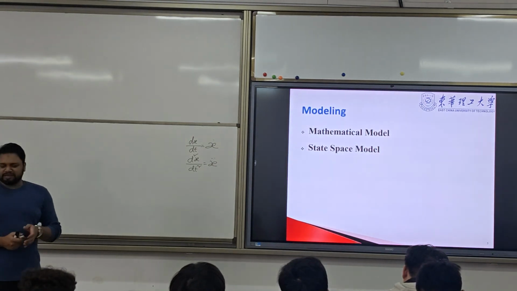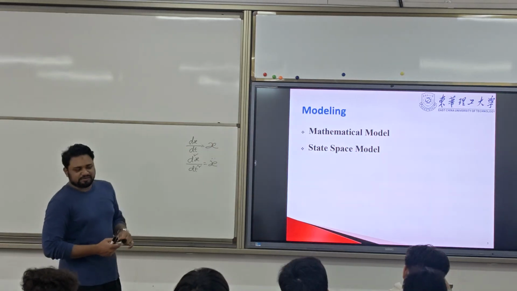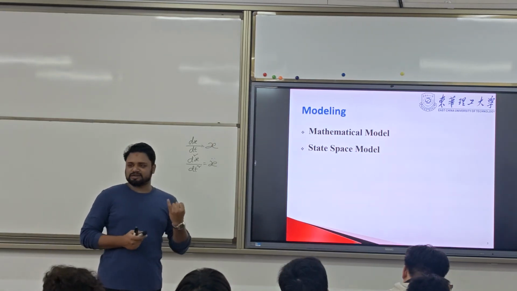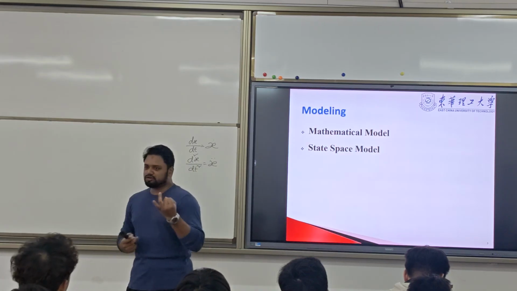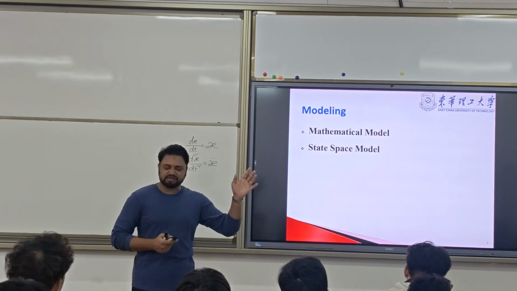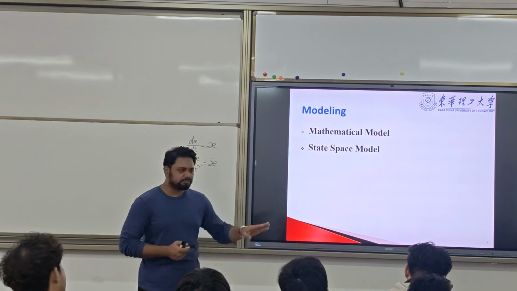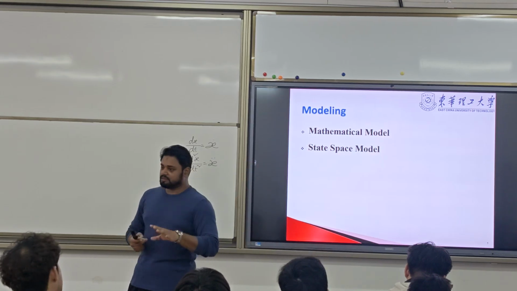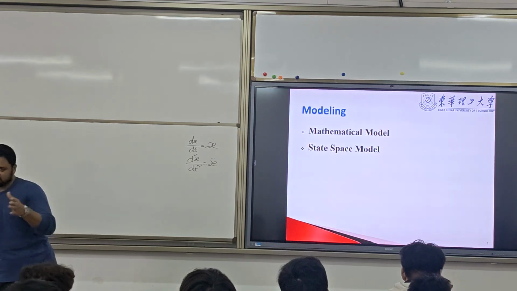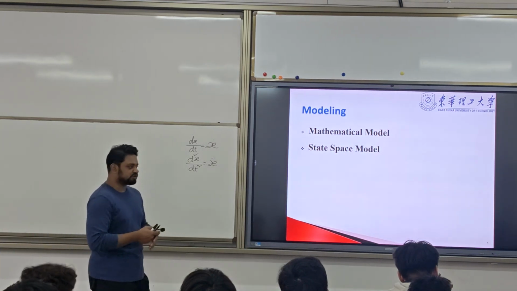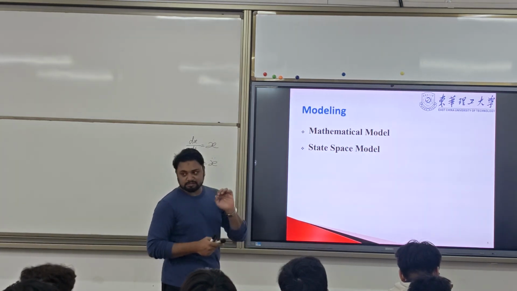Alright, so in control systems there are two types of modeling available. One is mathematical modeling, another is state space modeling. We will not talk about state space modeling in this course. We will talk about mathematical modeling only, because we have a short course of 6 weeks.